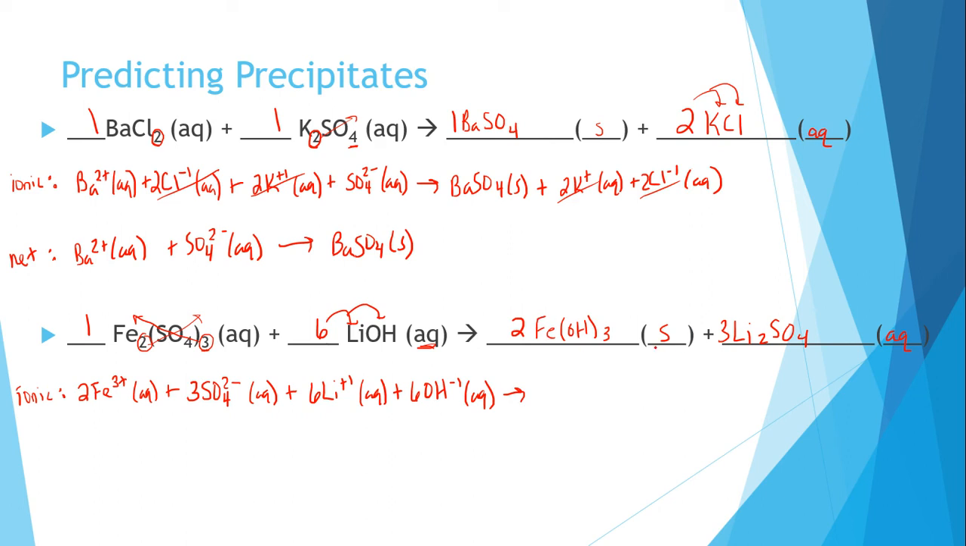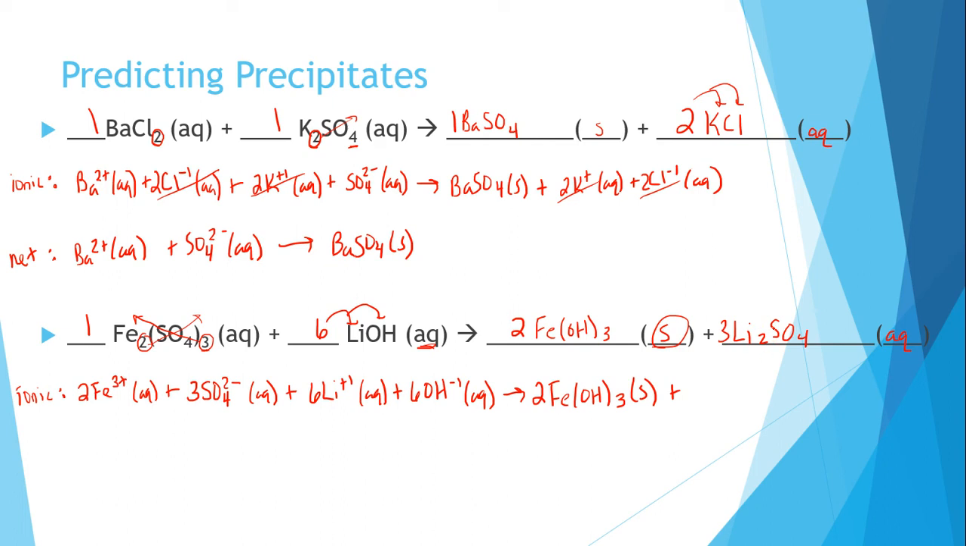This one is a solid, so I can't split it, so I write it exactly as I see it, and that includes the 2 stays there. 2 FeOH3 as a solid. Plus, this one's aqueous and there's a metal, so I am allowed to split it.